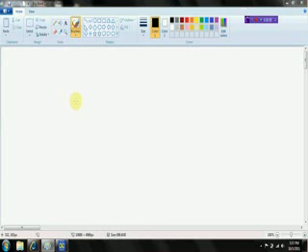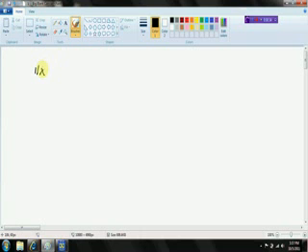Alright, so our goal here is to take an equation that is in standard form and convert it to slope-intercept form so that we can find the slope and the y-intercept. So let's go ahead and take a look at a few equations here.